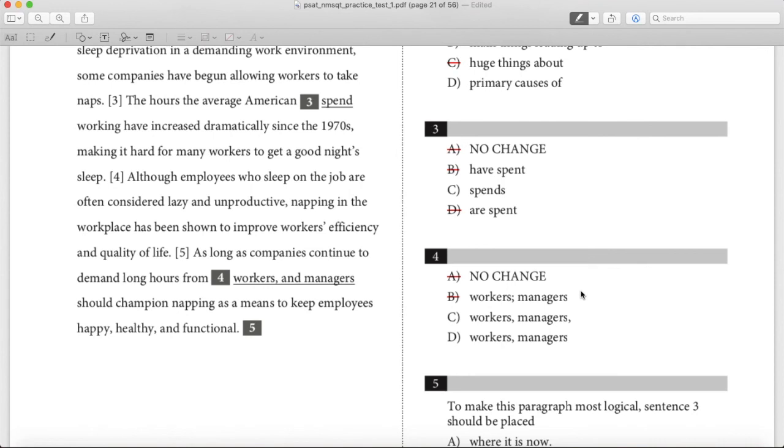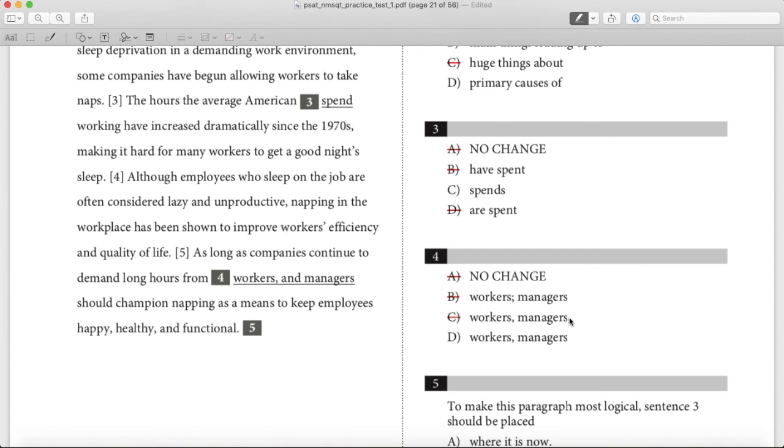If it's not obvious, let's just test them. Let's plug in C and D and see what sounds better. Read the sentence with C. As long as companies continue to demand long hours from workers, managers should champion napping as a means to keep. I think it should just be D, because of that pause with the comma. Yeah, that sounds bad. Plug in D. I want to hear D.